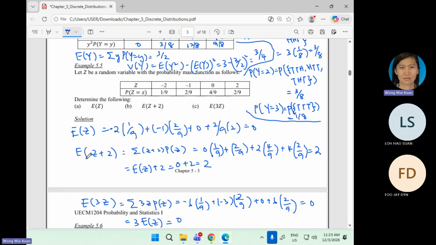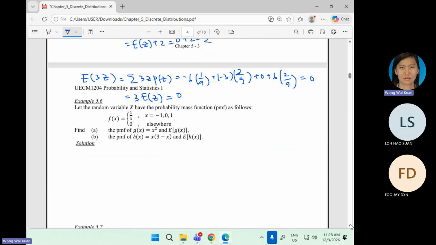If you need to find EZ plus 2, you can do like that. You can also do like that. Okay? Either one will do.